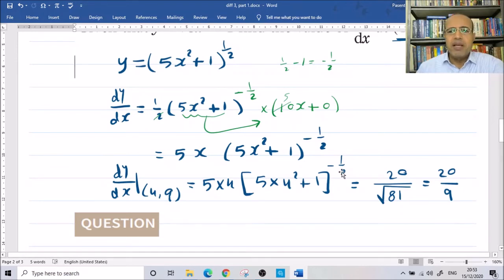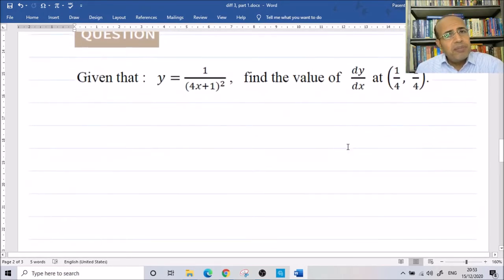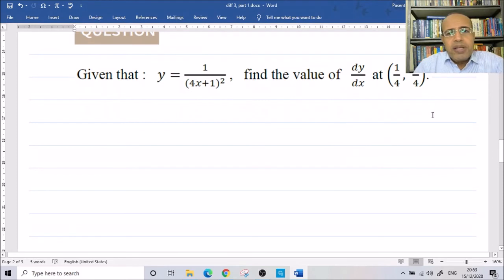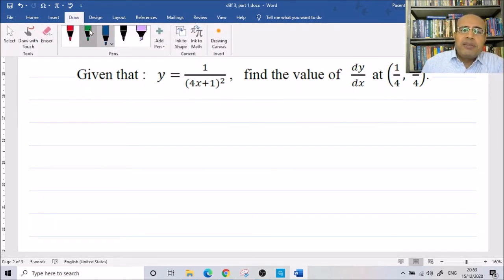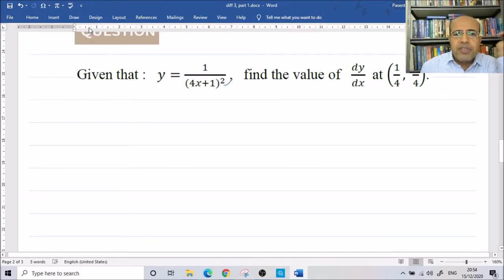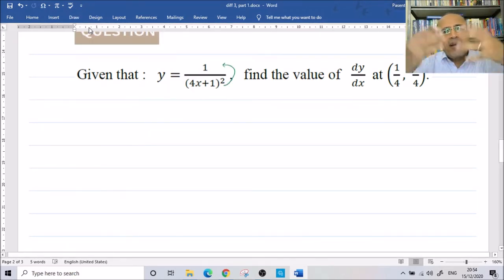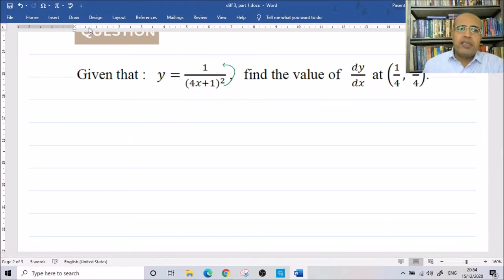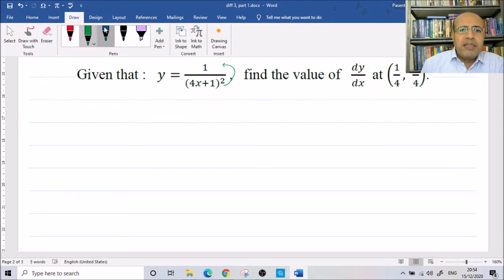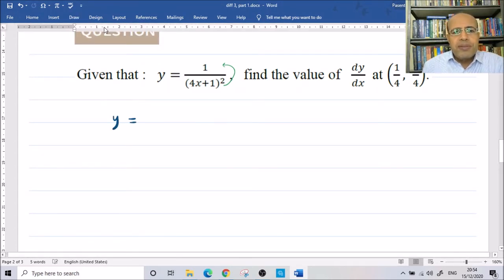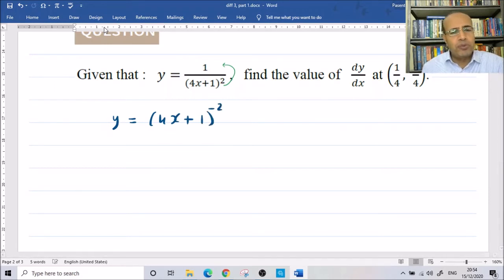Okay, now let us see another example. Given that y equals, find the value at. So remember, we have to write the function as bracket to the power. Then we shift this upward. When we move the bracket up, we change the sign of the power. Instead of positive 2, it becomes negative 2. Then we write this as y equals 4x plus 1 to the power negative 2.